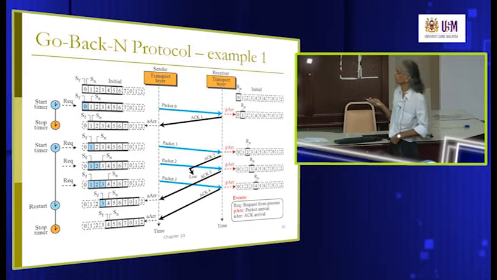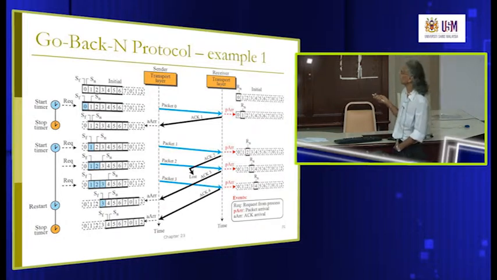So the sender sends packet 0, and the color changes to light blue. So packet 0 is sent. On the receiver side, it's expecting packet 0 to come. So the moment it receives packet 0, it will shift its sliding window to the next one and say, okay, it received packet 0 correctly, so the sliding window shifts right by one position. And then it replies with acknowledgement 1, meaning that the next packet we expect is packet number 1.